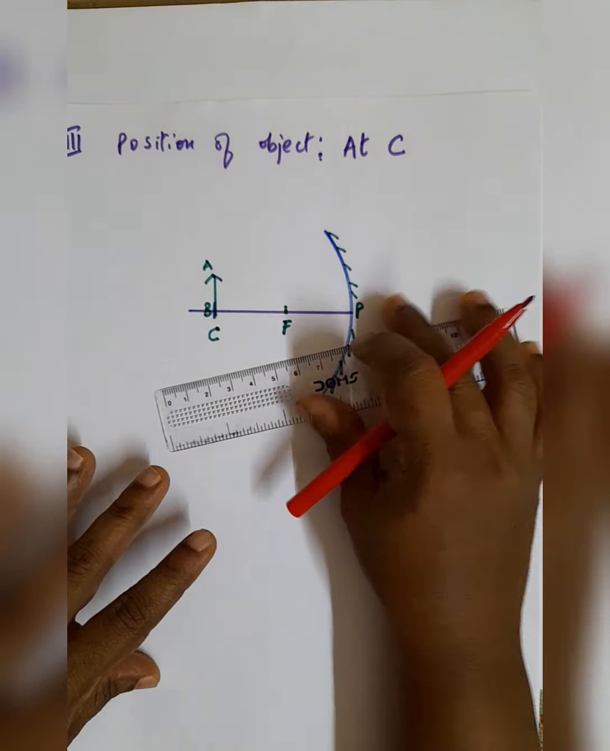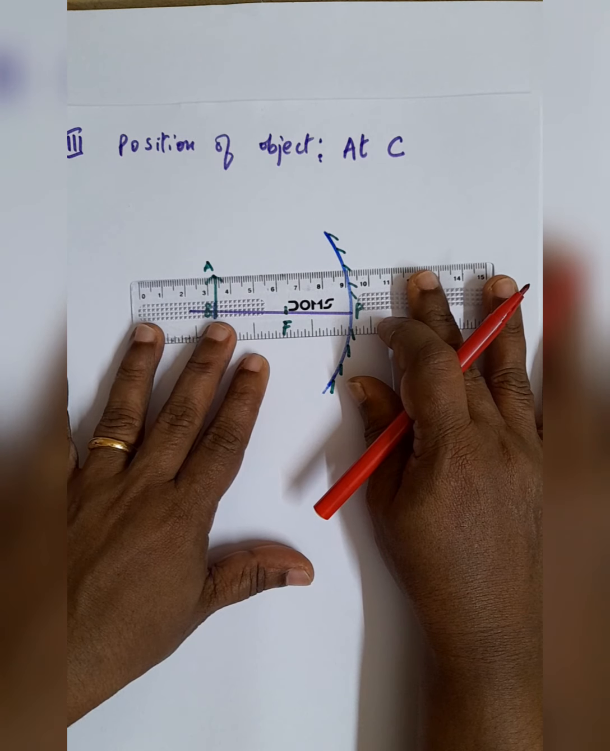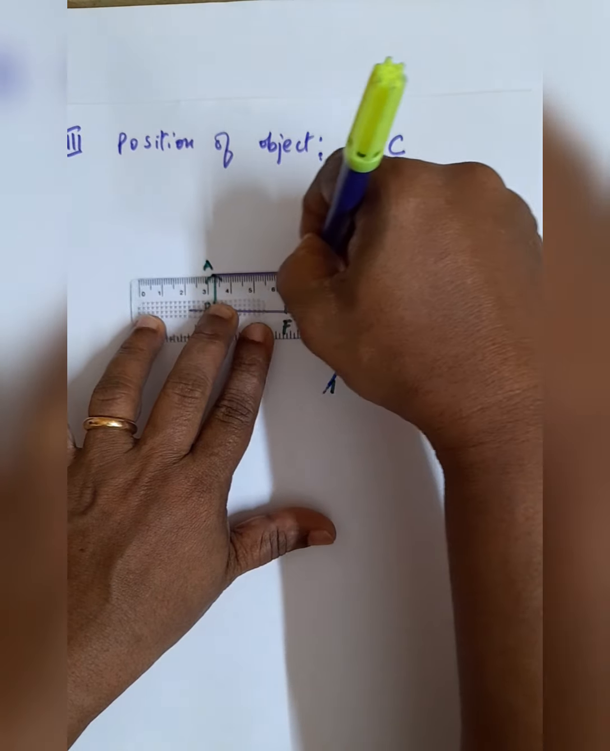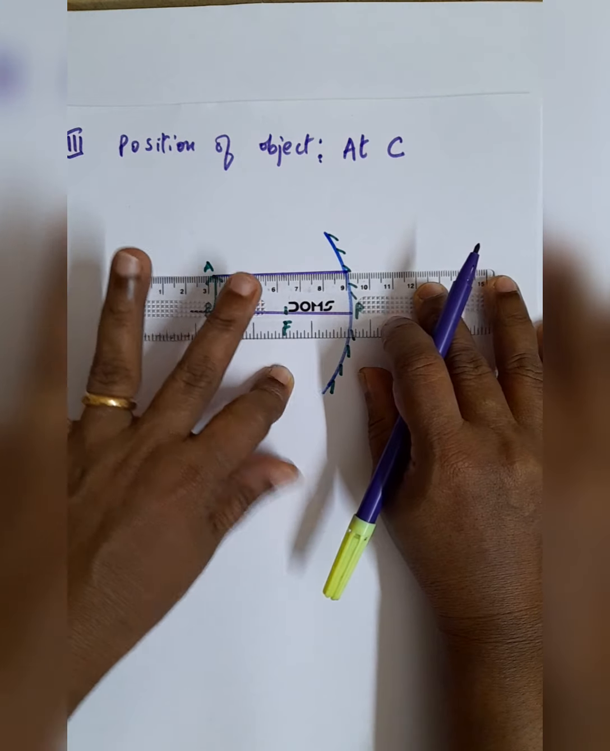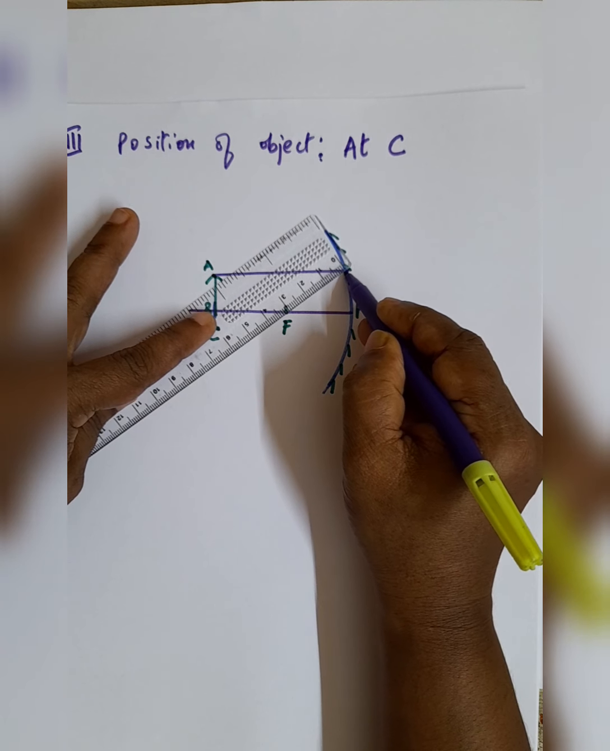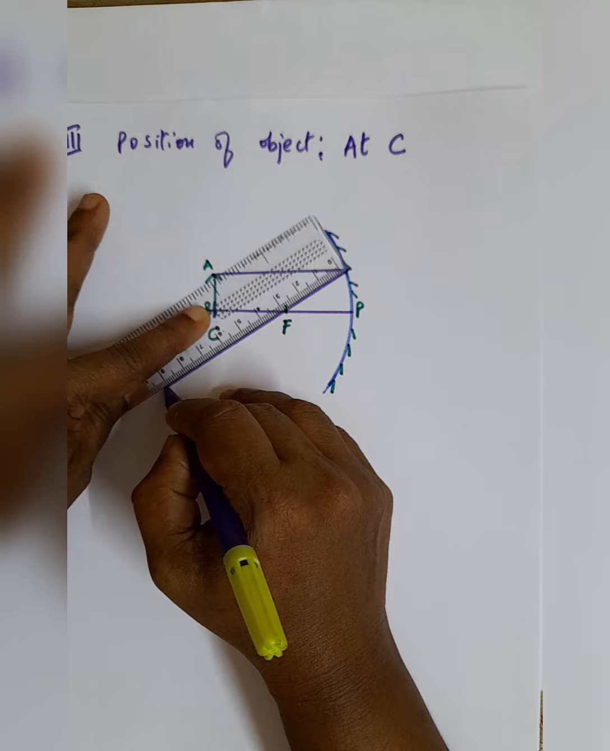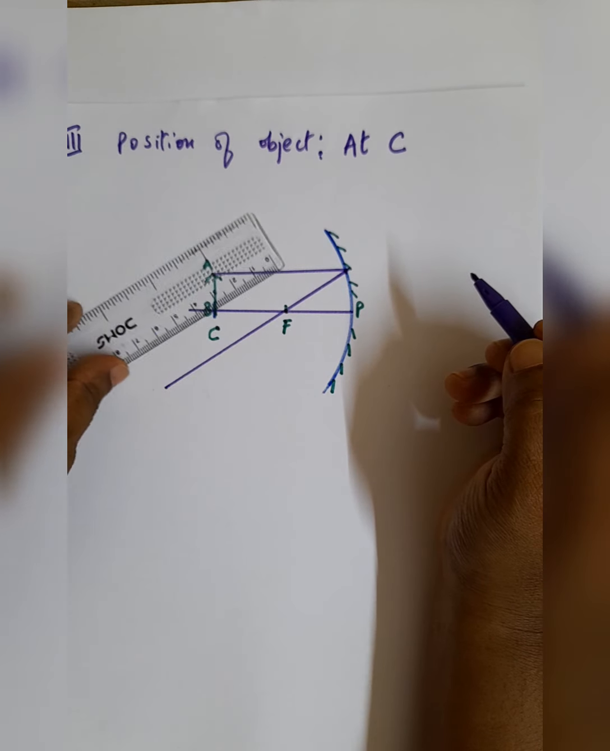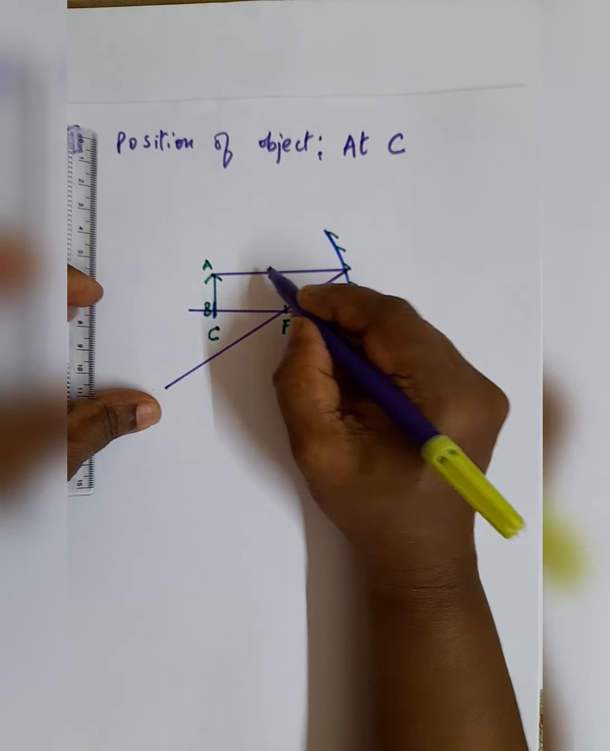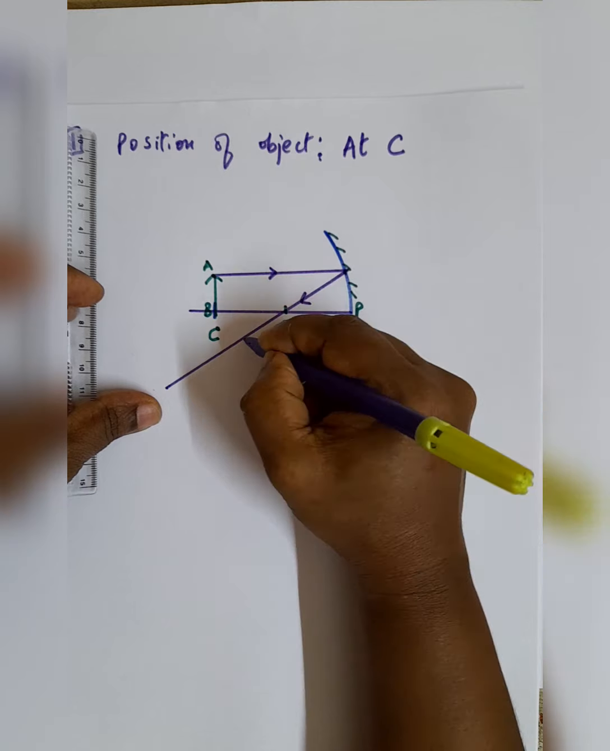So I draw the first incident ray. It goes parallel to the principal axis and emerges, reflects back through F, passes through F after reflection. Don't forget to put the arrows. This is the incident ray. This is the reflected ray. You can put it anywhere, here or here.